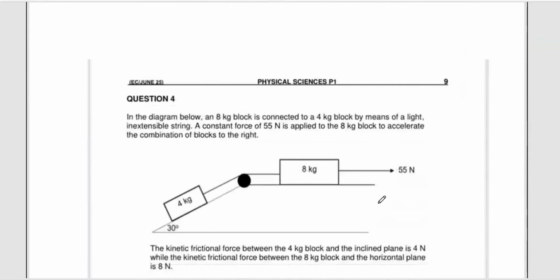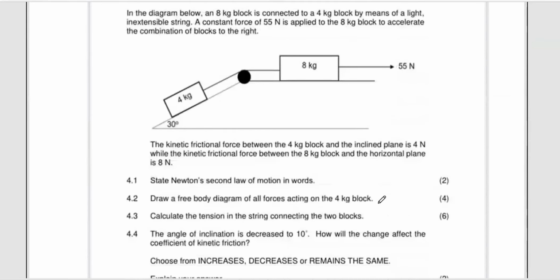Okay, so question number 4. In the diagram below, we have an 8 kilogram block connected to a 4 kilogram block by means of a light string. There's a constant force of 55, and then apply to the block so that the block can accelerate. Okay, so the kinetic friction between the 4 kg is 4 newtons, and then that between the 8 kg is 8 newtons. Can we state Newton's second law?